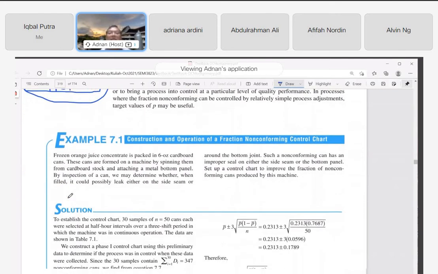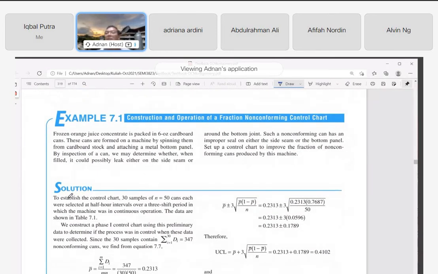Okay, let's see the example here. If you have problems understanding, please let me know. Please ask, because I don't see you. So we want to make sure that you follow the class. If you are having difficulty, let me know.